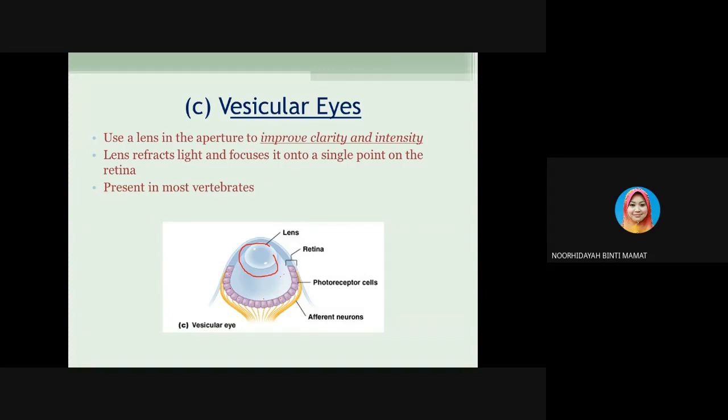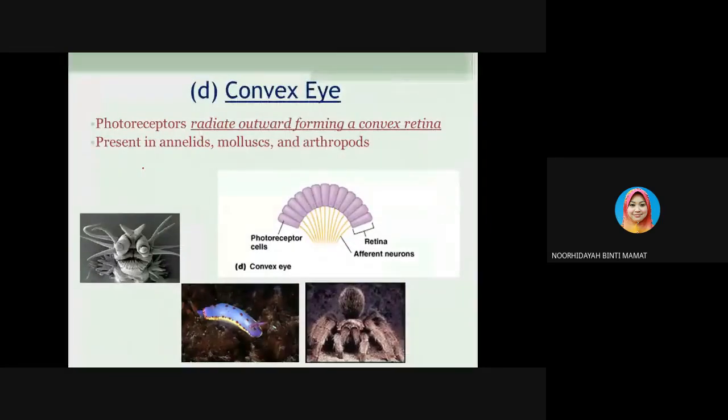This is the arrangement of the photoreceptor cells. The vesicular eyes are present in most vertebrates.